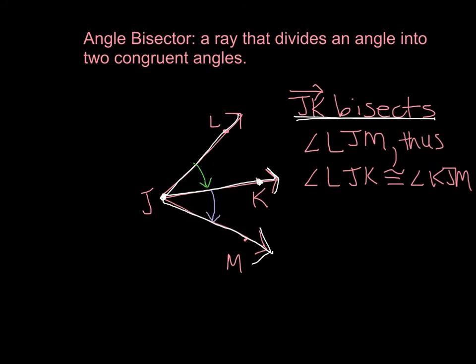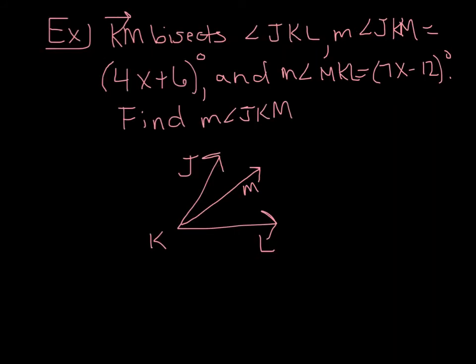And notice I'm using the congruent statement, so I didn't put an M here for measurement because I'm actually talking about the congruence of these two angles, not the measure. We know that the measure of them are equal by definition of congruence. So we look at this example. We know that ray KM, which is right here, bisects angle JKL. So what does that tell us? We know that these two are congruent, despite my poorly drawn figure.